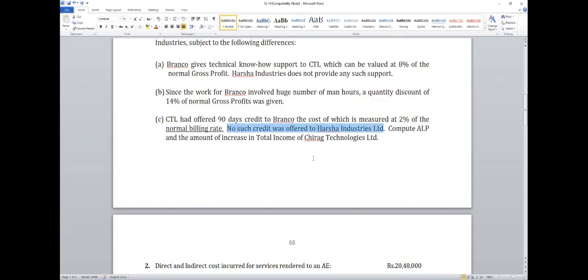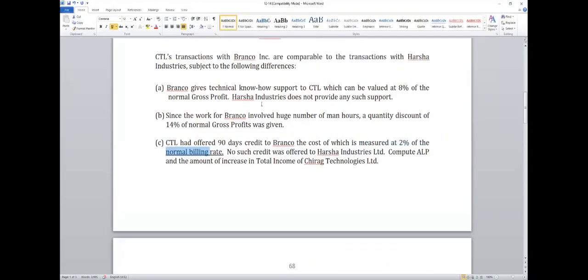For example 50% normal GP ல 3% of normal GP கொடுத்தா 1.5 ஆட் பண்ணும். ஞாபகம் ஸ்டூடண்ட்ஸ், adjustments as it is ஞாபகம். Now here we are giving 90 days credit to Branco, whereas immediate payment from Harsha Industries. As a result, our profit will increase by 2% of normal GP னு கொடுக்கல. இதுல ஒரு இதான் இந்த பாயிண்ட் ஒரு ப்ராப்ளம். 2% of normal GP எல்லாமே வேர்ட்ஸ் பாத்தீங்கன்னா.